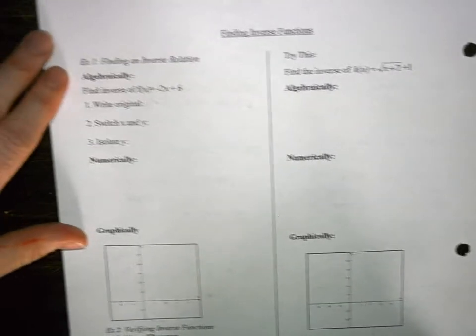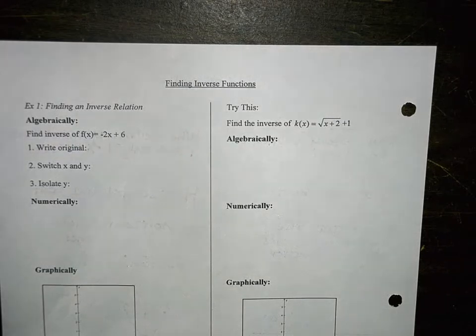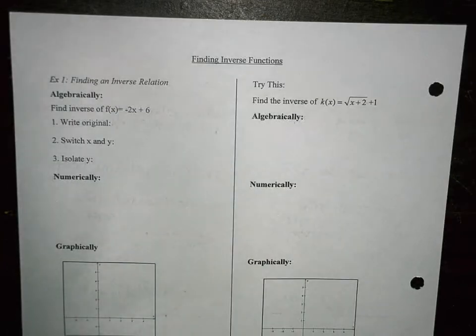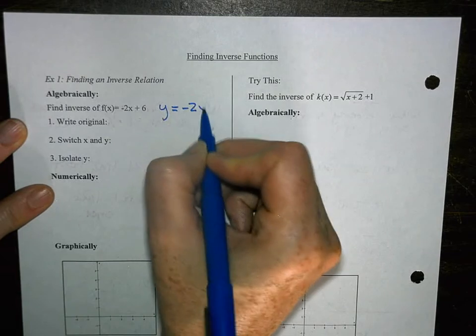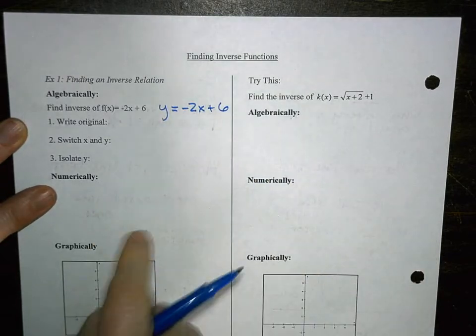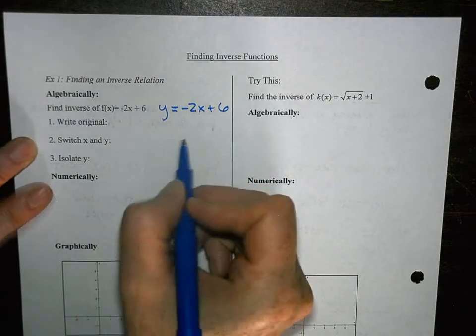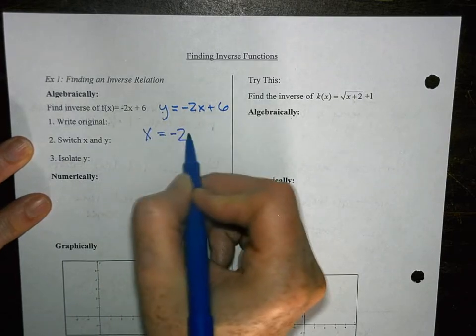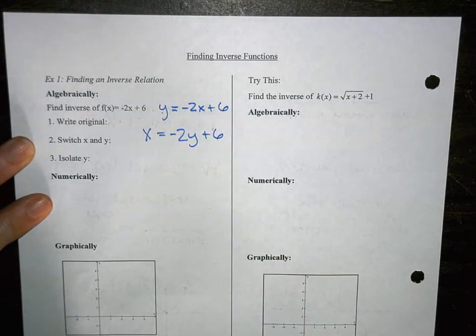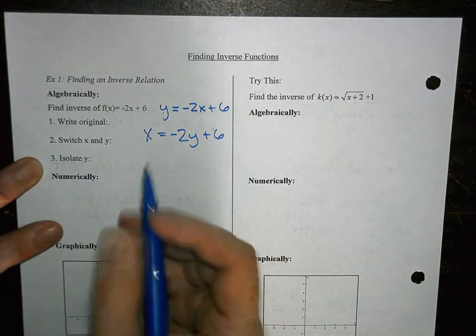Okay, let's finding inverse functions. Today with the graph paper, the Patty paper, we found them experientially. Now we're going to find them algebraically. Here's what we do. We have this function, y equals negative 2x plus 6. To find it algebraically without going through the Patty paper exercise, we write the original. Switch x and y. So now, switch them. x equals negative 2y plus 6. Switched. Isolate y. Solve for y.